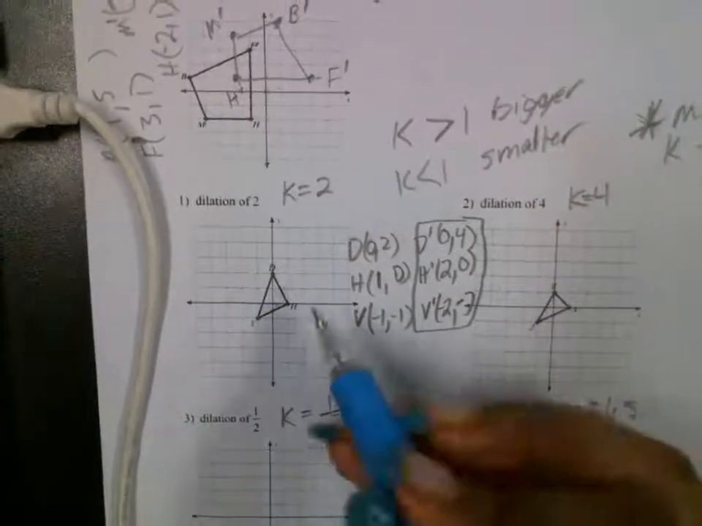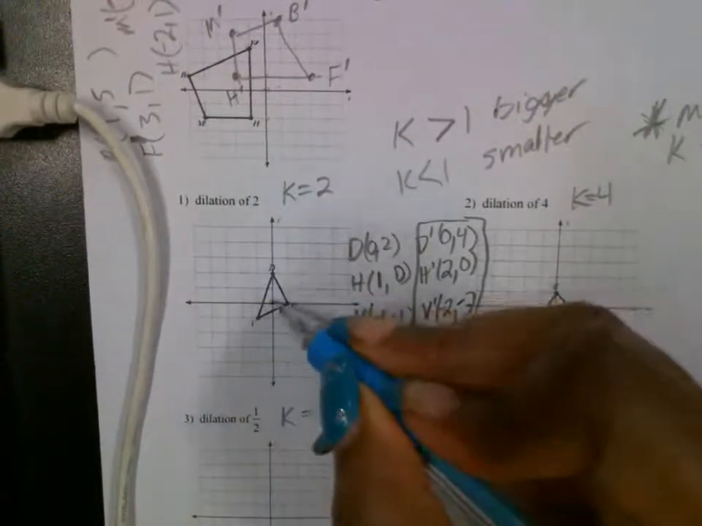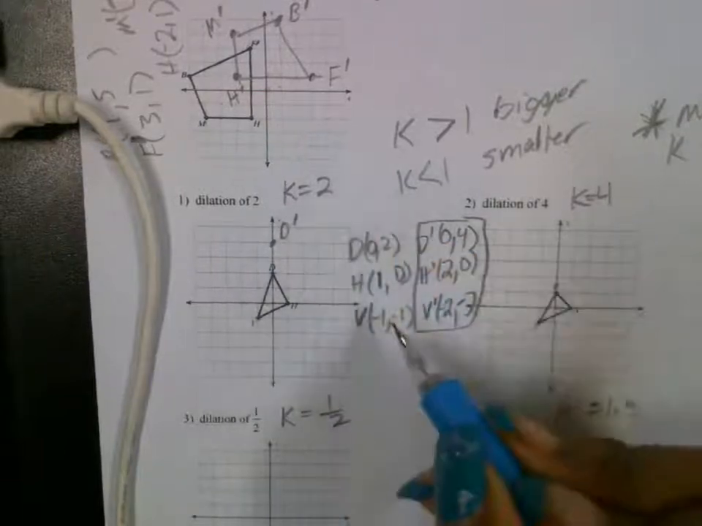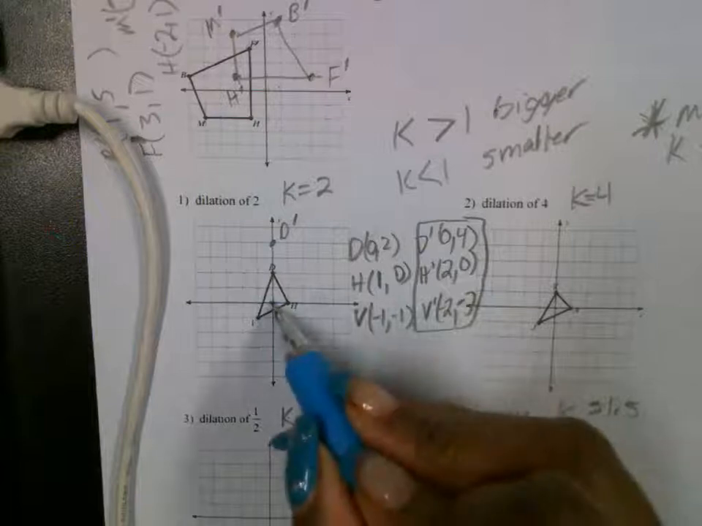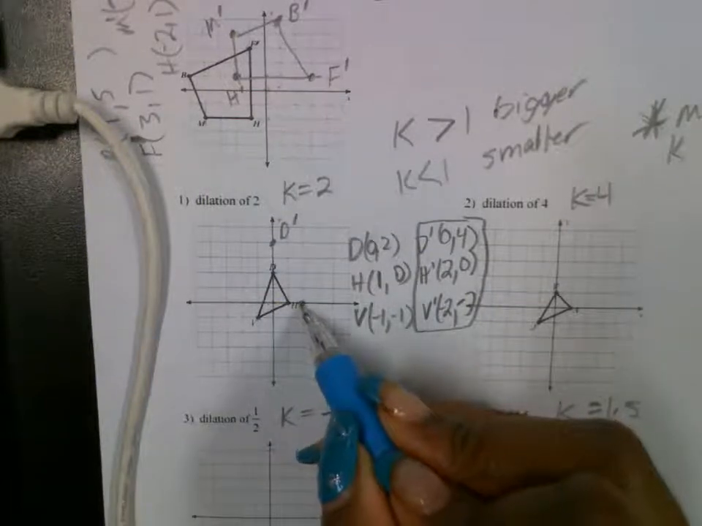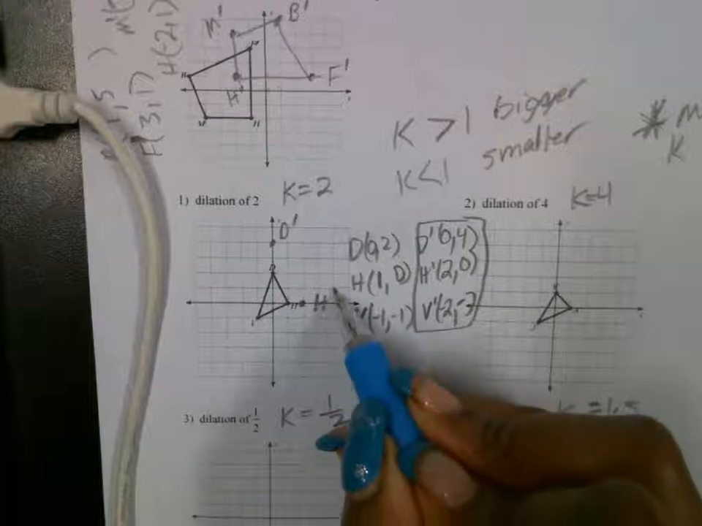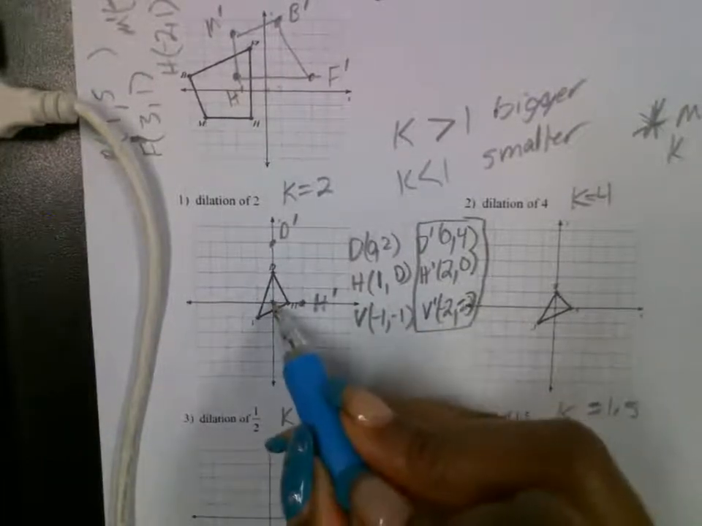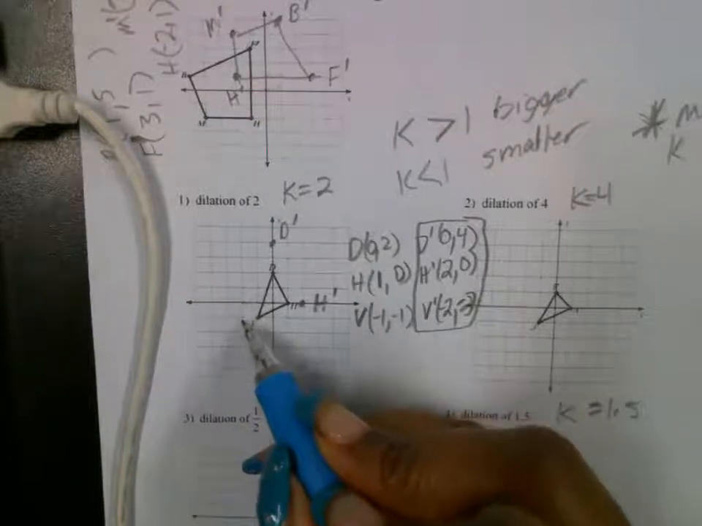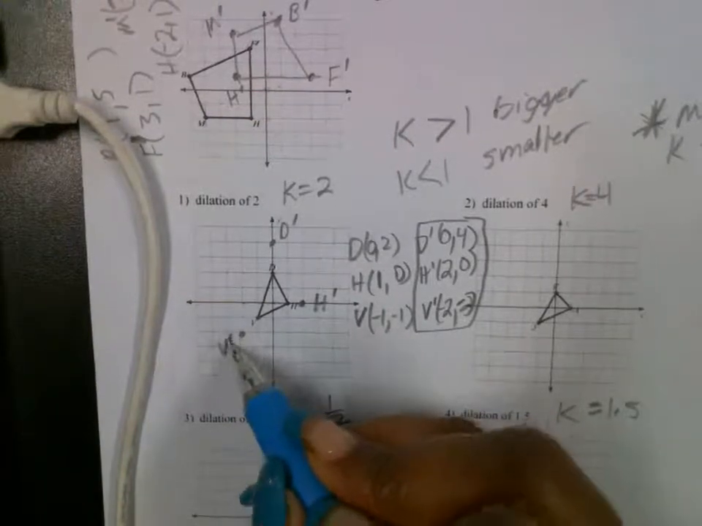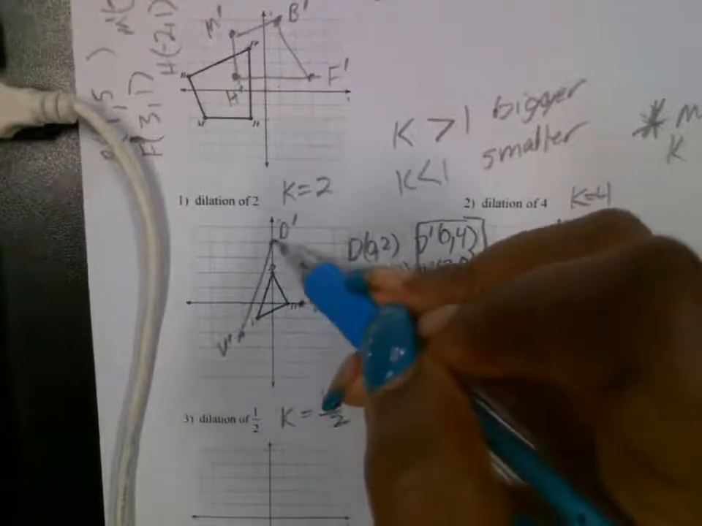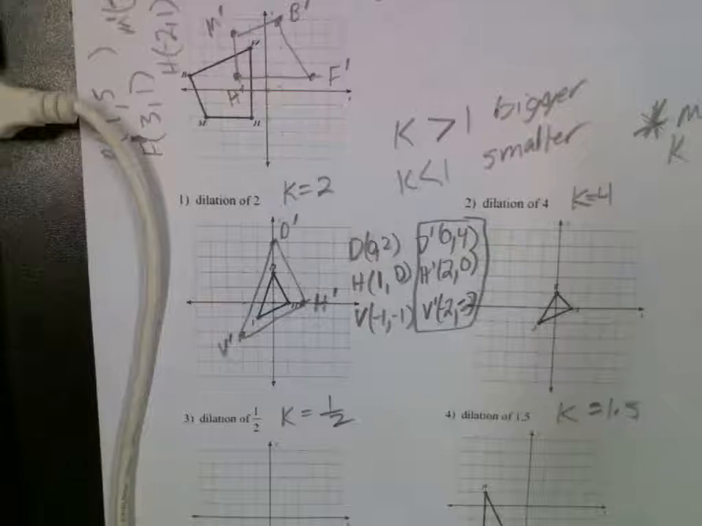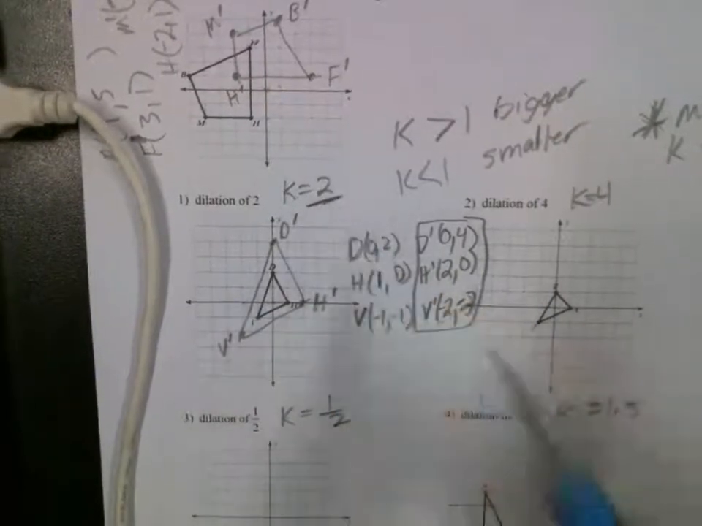So now you graph them. 0 and go up 1, 2, 3, 4. This is D prime. Then you have 2 and 0. 1, 2. 0 means you don't go up or down. This is H prime. Then you have negative 2 and negative 2. So that's negative 1, 2, down 1, 2. This is V prime. So it's 2 times the size of the other triangle. How do I know it's 2 times the size? Because the scale factor is 2.